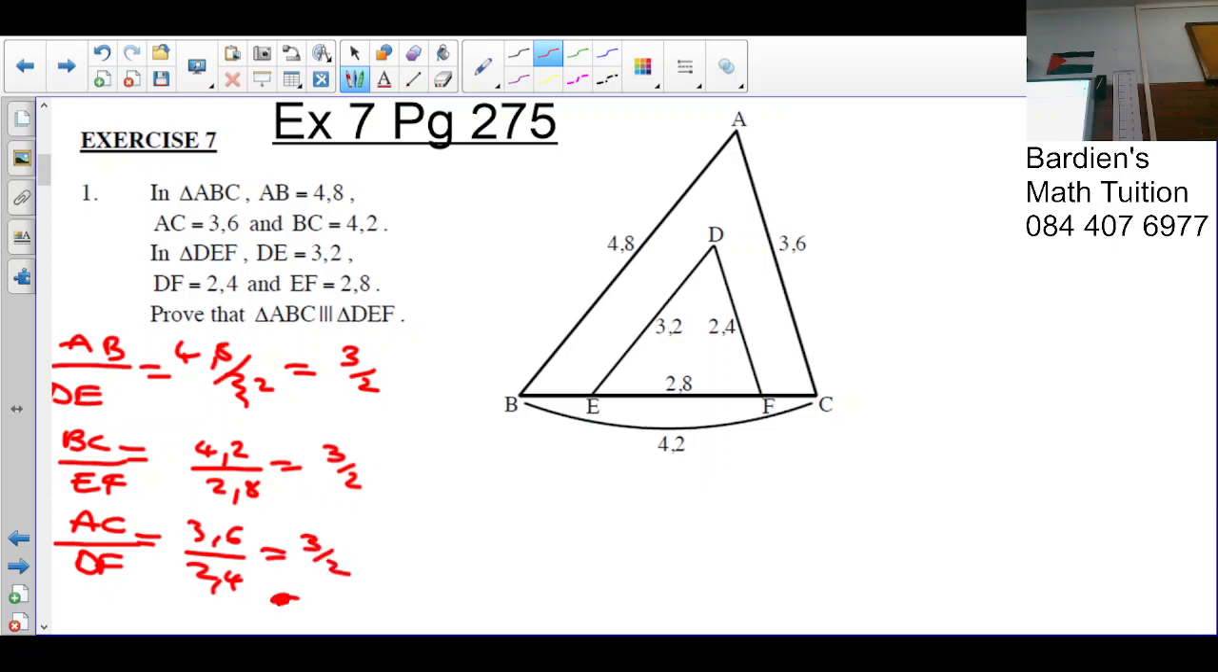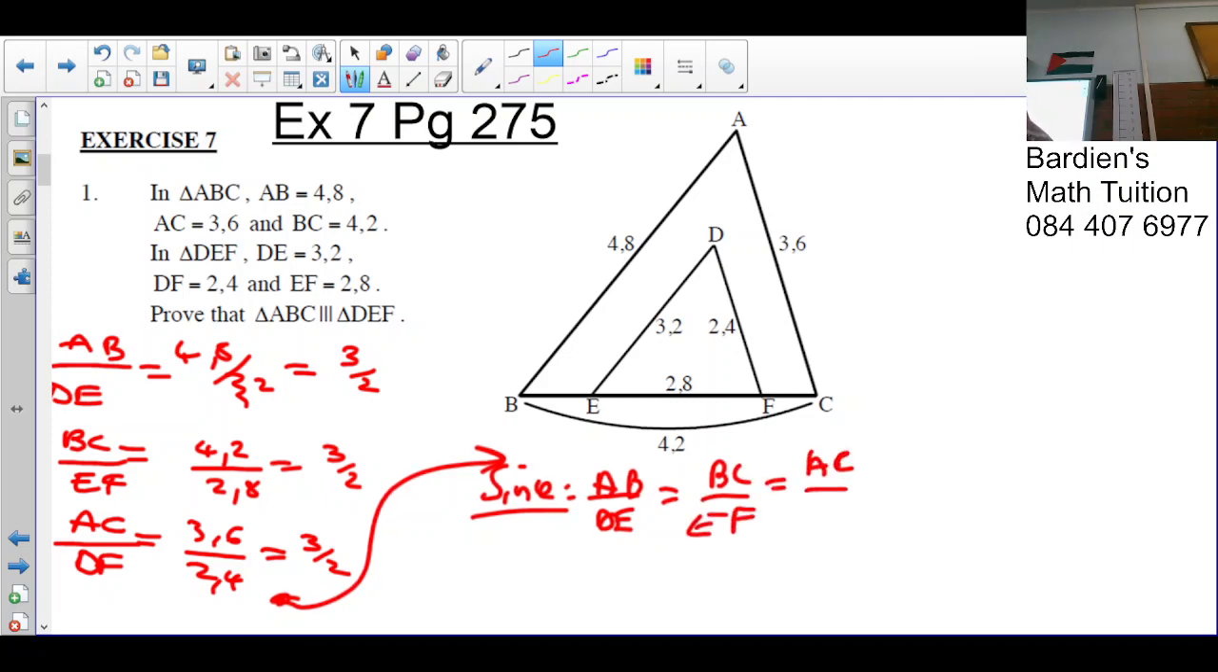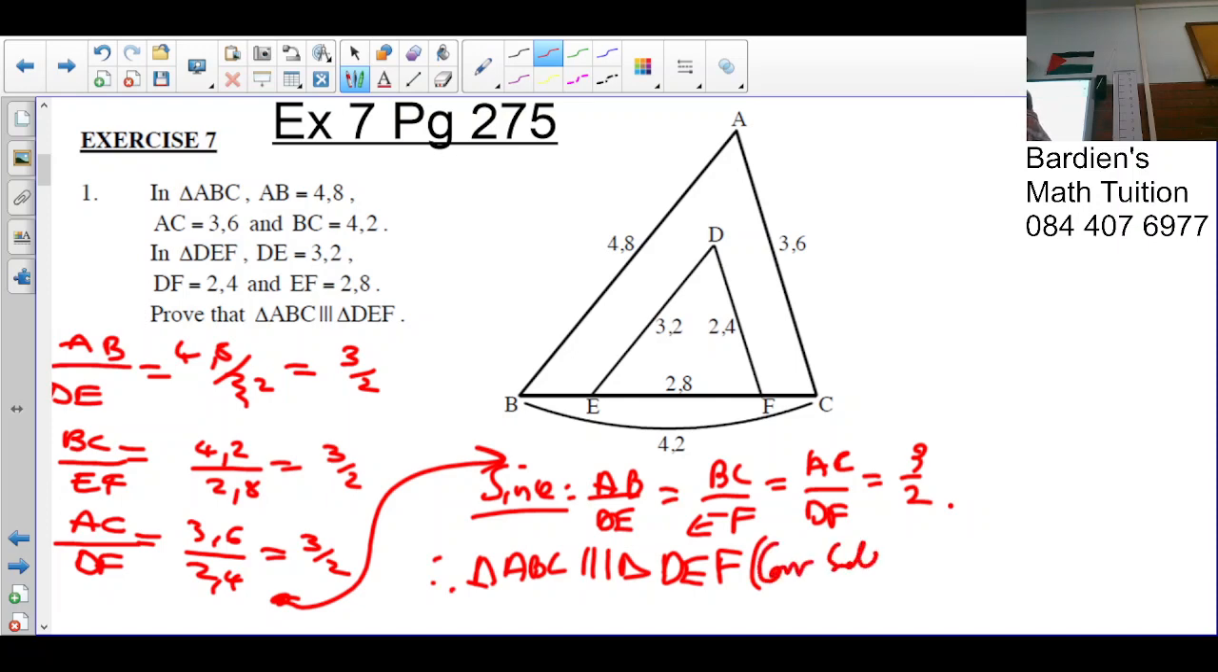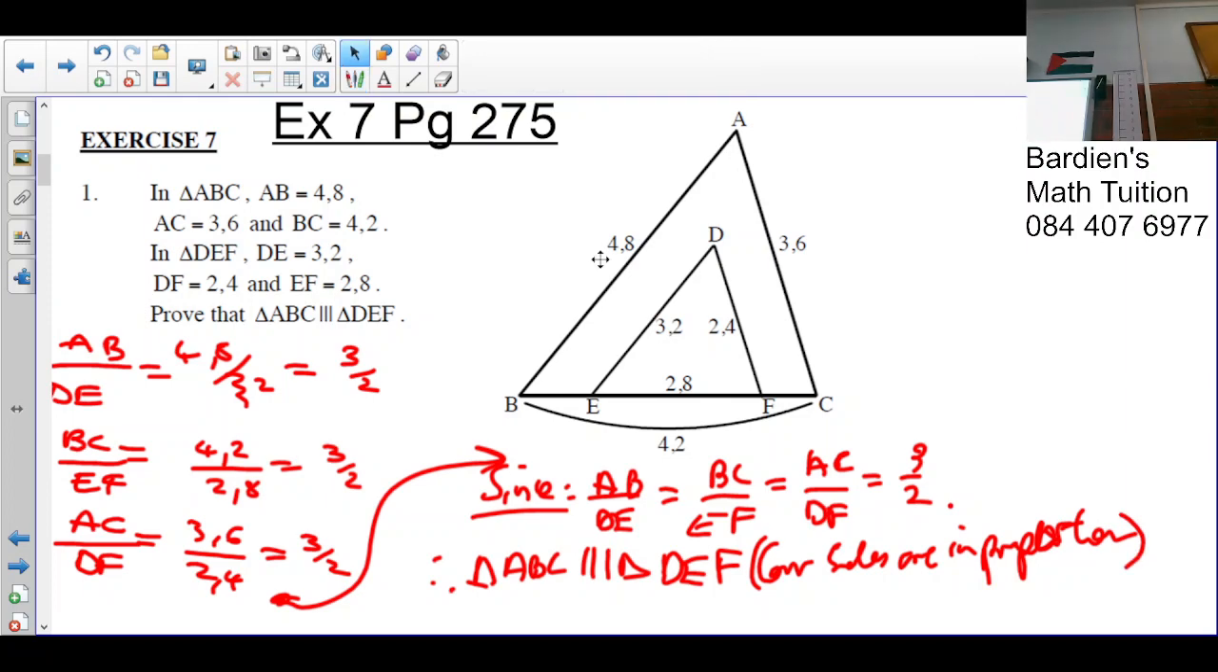So we say this now goes at the bottom here, no? Since we state the obvious, since AB over DE is equal to BC over EF equals AC over DF, which is equal to 3 over 2. Therefore, we answer the question, the proof, which is therefore triangle ABC is similar to triangle DEF. Why? Because the corresponding sides are in proportion. Okay? Corresponding sides are in proportion. Any confusion, people? No?